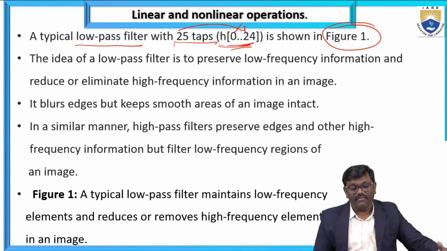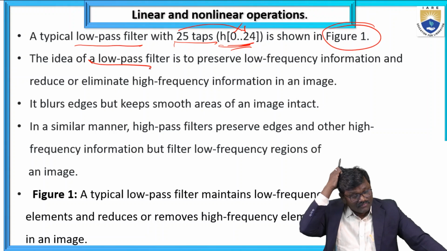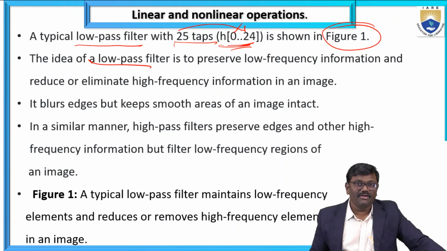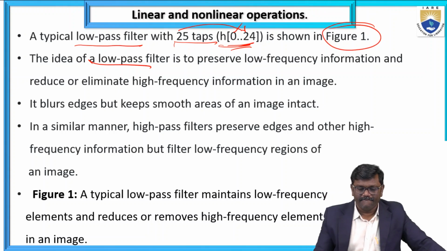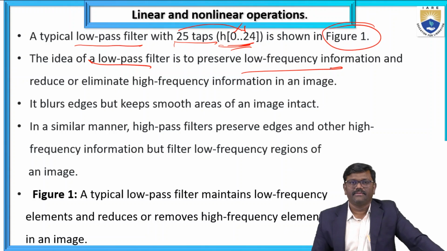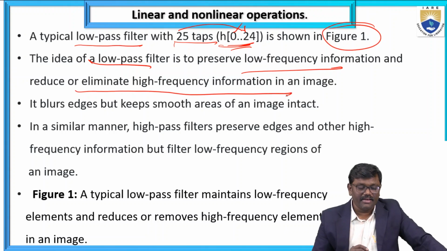So what we want to understand here is the linear filter we are using, the low pass filter. Why do we call it a low pass filter? Because the band of frequency values is very limited, low frequency information. That means it passes low frequencies and eliminates the high frequency information in an image.